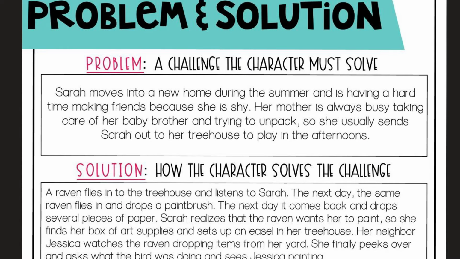And then the solution, how the character solves the challenge. A raven flies into the treehouse and listens to Sarah. The next day, the same raven flies in and drops a paintbrush. The next day, it comes back and drops several pieces of paper. Sarah realizes that the raven wants her to paint. So she finds her box of art supplies and sets up an easel in her treehouse. Her neighbor Jessica watches the raven dropping items from her yard. She finally peeks over and asks what the bird was doing and sees Sarah painting.